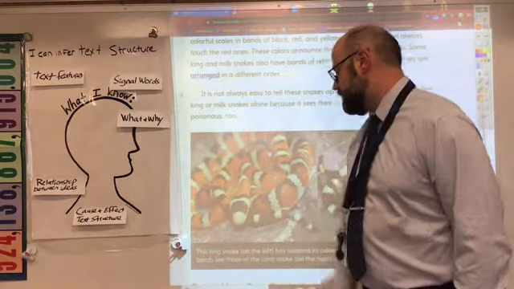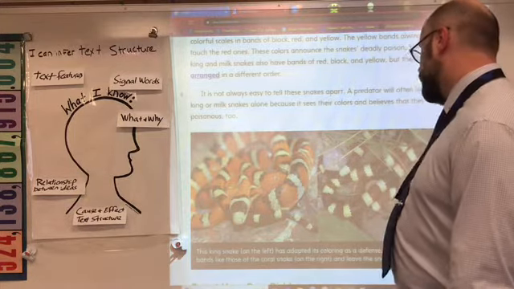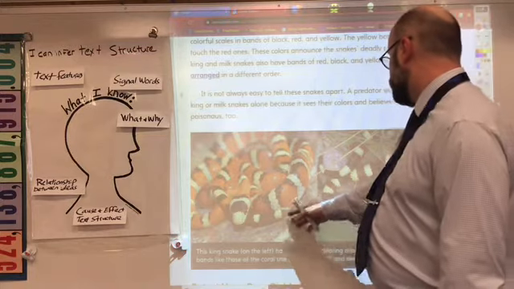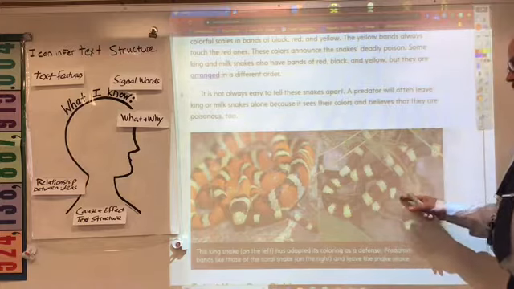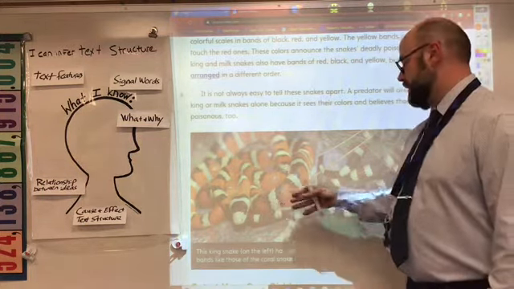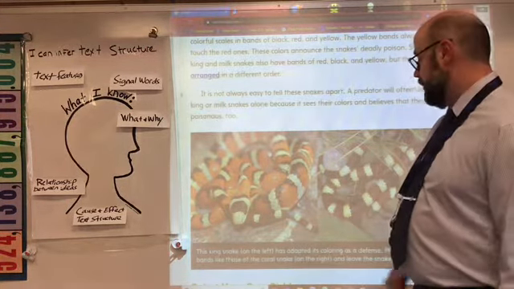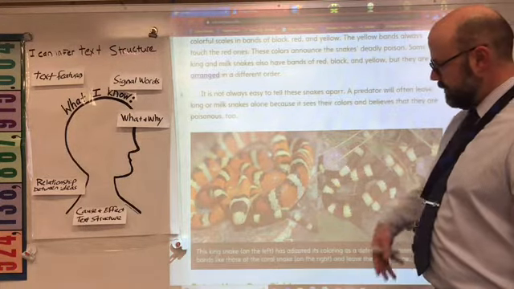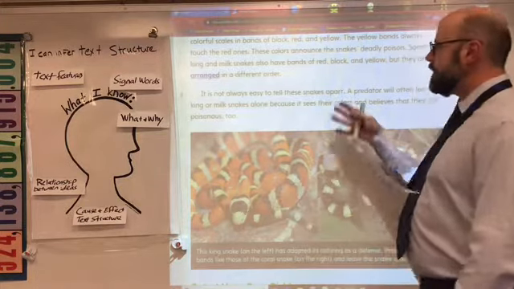When we read this caption, it says, this king snake on the left has adapted its coloring as a defense. Predators see bands like those of the coral snake on the right, and they leave the snake alone. So this snake on the right side is dangerous. This snake on the left isn't poisonous, but it looks like it. I don't know my snakes that well, but if I saw that one, I'd probably go, ooh, that looks poisonous, leave it alone. So the captions give you a solid example, because they can describe it.